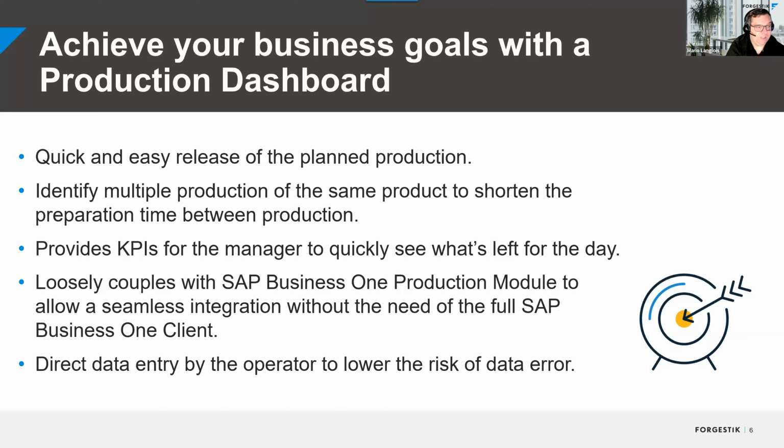The production dashboard will allow starting up, issuing the raw material, receiving the finished goods, and performing all the operations in SAP Business One in only a few clicks. It will also provide a small KPI to the manager to see if they are on schedule with the workload, to see if there's any late delay to be able to deliver the order.